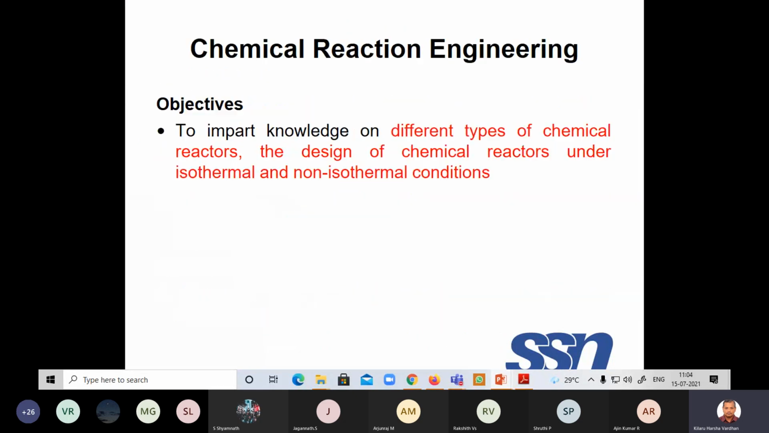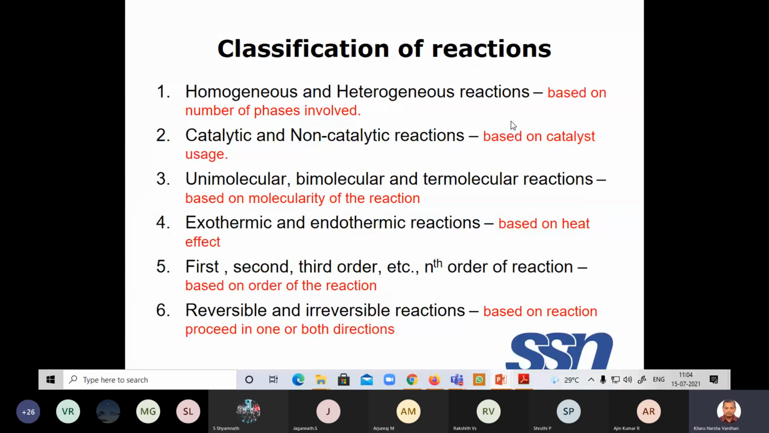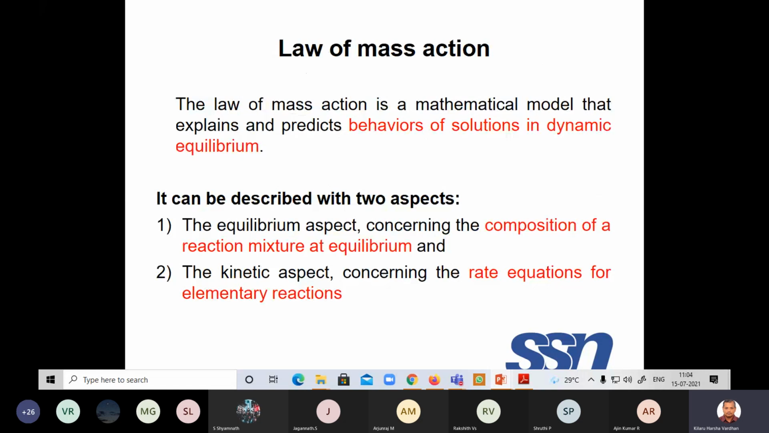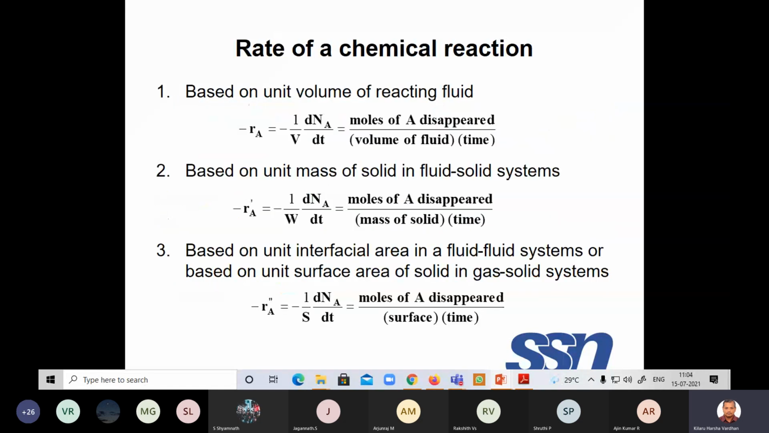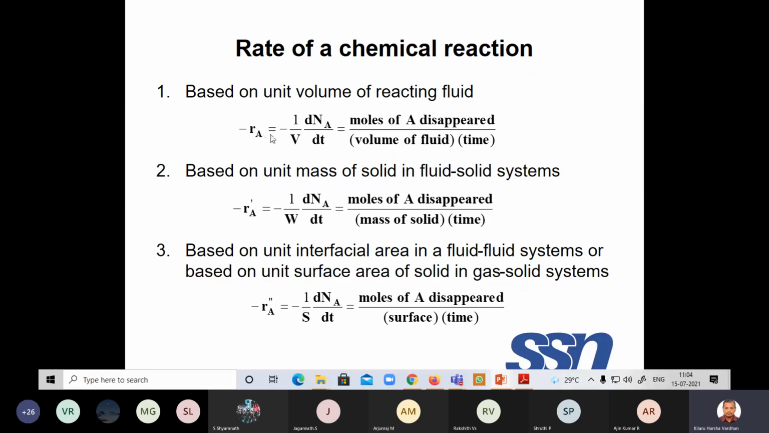Yesterday we were discussing the first unit. In the first unit we mostly discussed the types of reactions and examples for the types of reactions, the law of mass action, then how to write the rate for chemical reactions, and different types of chemical reactions. In CRE1 we will be only using the first one, whereas 2, 3, 4 and 5 we will be using in CRE2. So in CRE1 we will only use the rate based on the volume of the fluid.